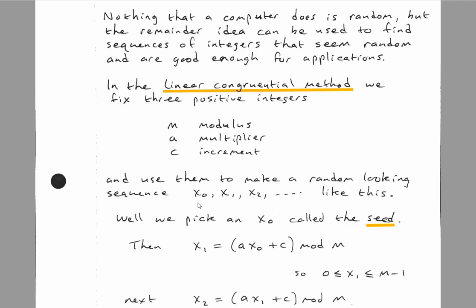X sub 0 is going to be the first integer. We can pick this separately, and that's called the seed. Then this method produces the next number, x sub 1, and then produces the next one, x sub 2, based on x sub 1. It just steps along making new numbers.